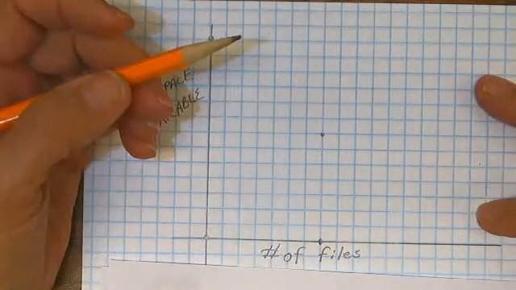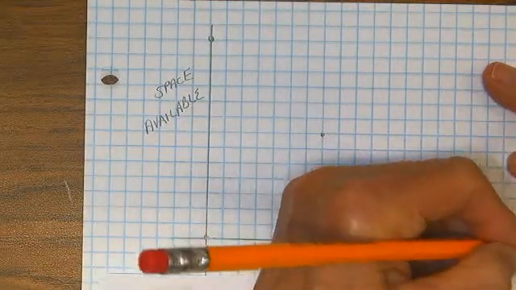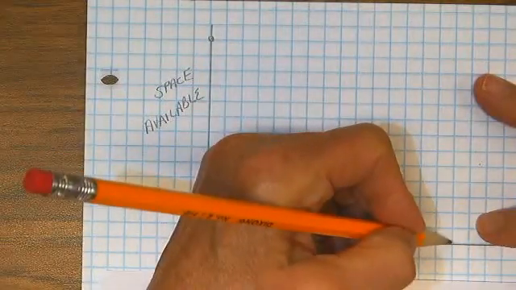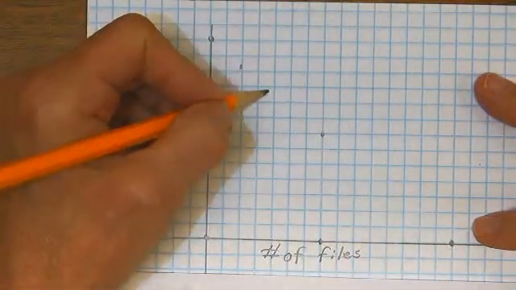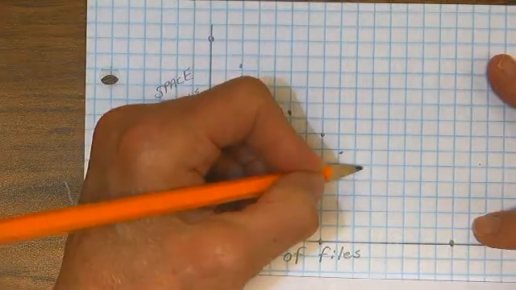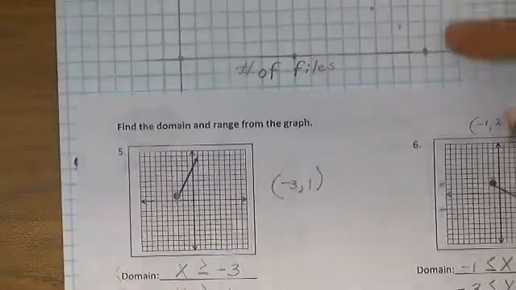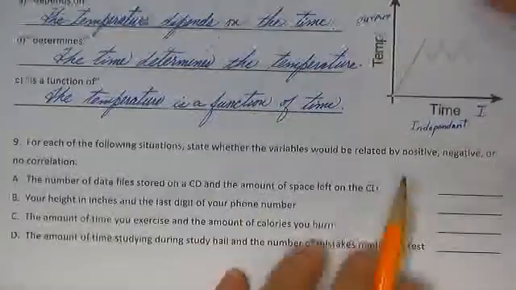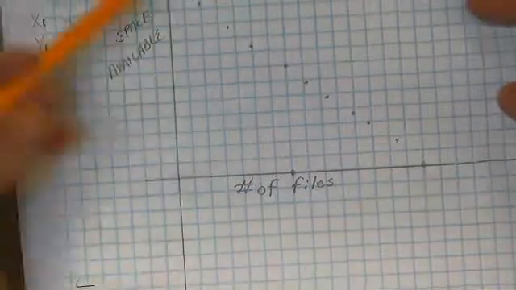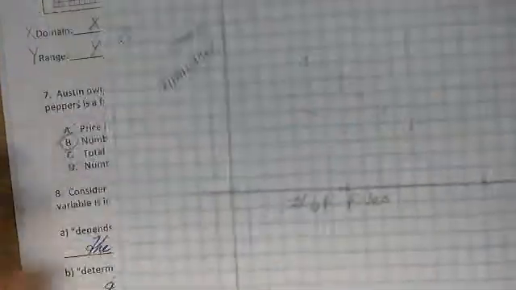And at some point, I am going to have no space available, and this happened to me on my computer not that long ago, because I had the maximum number of files available. I took up all the space. So the more files I have, the less space there is for anything else. So for this question, the number of data files and the amount of space left, as the number of files increases, the amount of space decreases, so this is negative correlation.